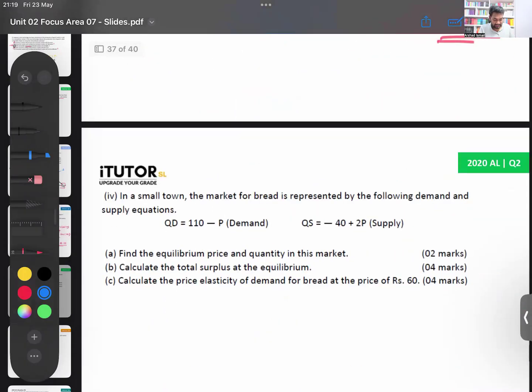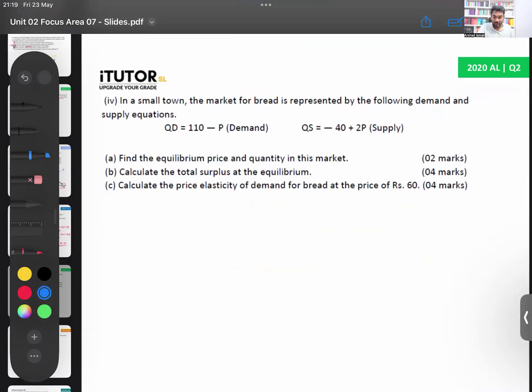Then the next one, 2020 A-levels question number 2. Give me a second until I get my charger for this. Okay.